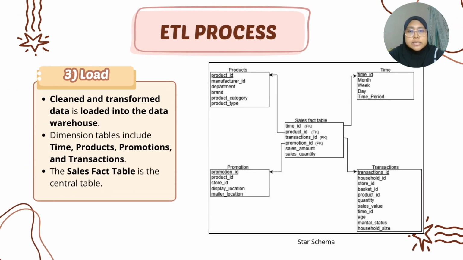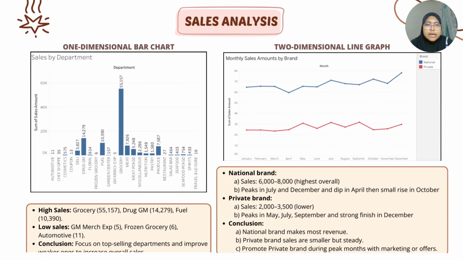Lastly, in the load phase, we put the clean data into the warehouse. The fact table will link all dimensions, and now the star schema is ready for analysis. Next, we look at the sales analysis.